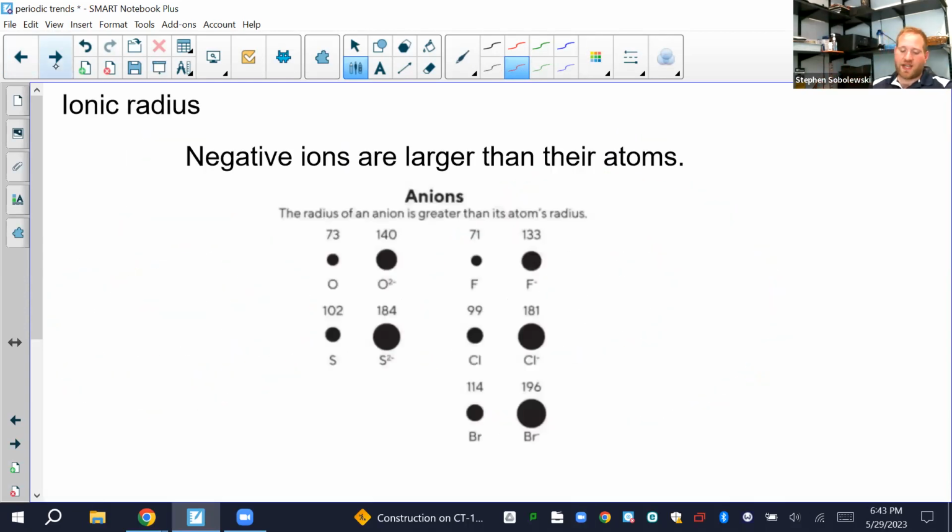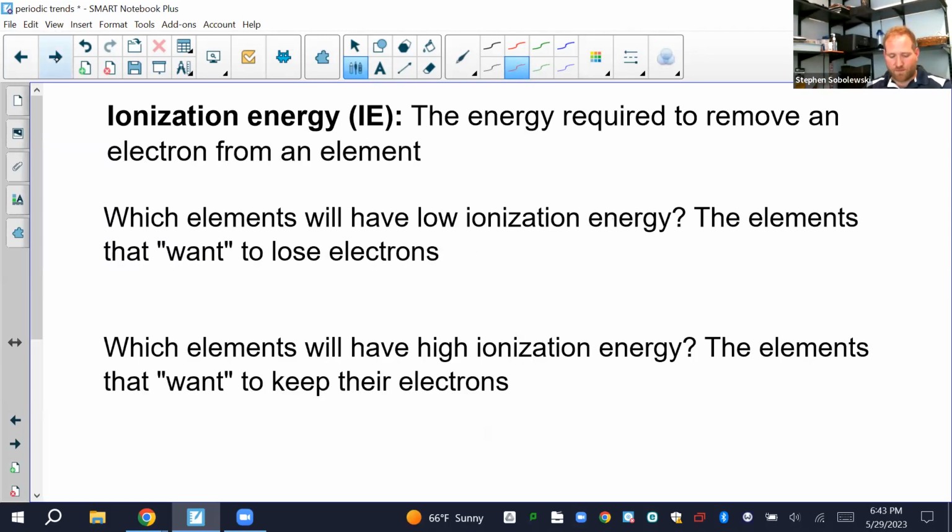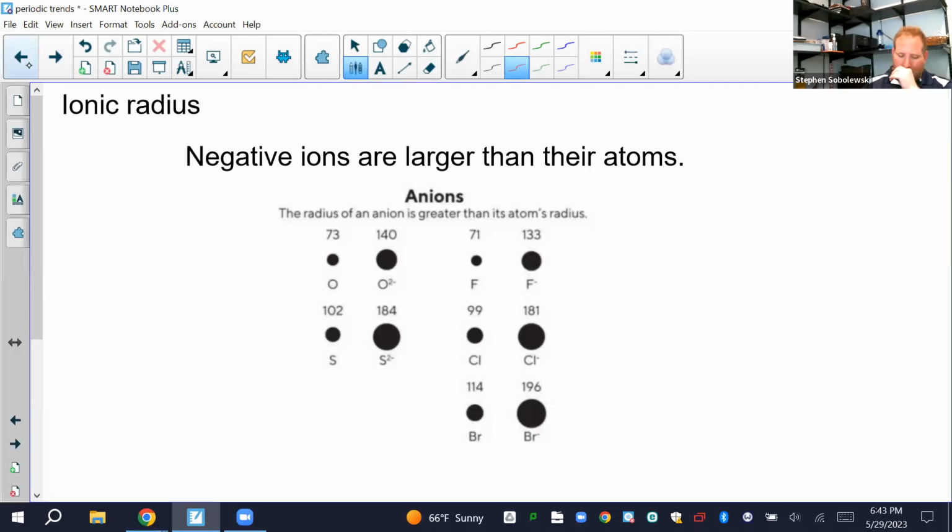So the trend here is that negative ions are larger than their atoms. Notice when you go from O to O2 minus, much larger. F to F minus, much larger. And you can see that trend applies. Okay. So that covers two trends.